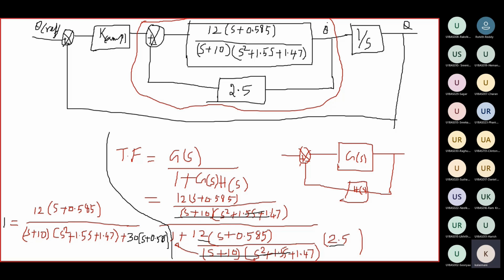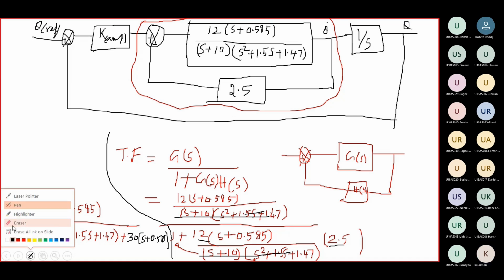Therefore, what is the closed loop transfer function of your inner loop? We remove this entire loop, then we put your transfer function 12 times S plus 0.585, then divide by S plus 10 into S square plus 1.5S plus 1.47. Again we simplify this.